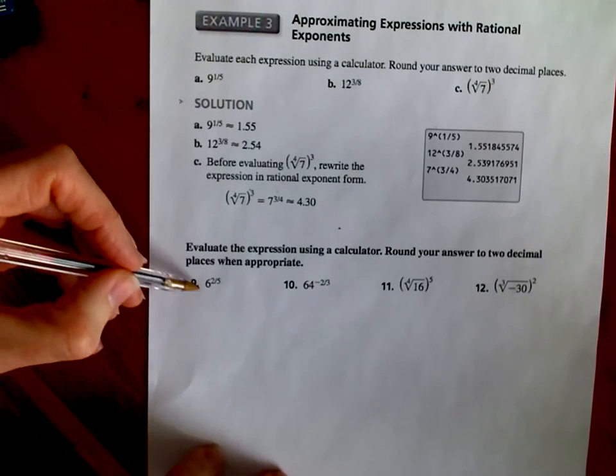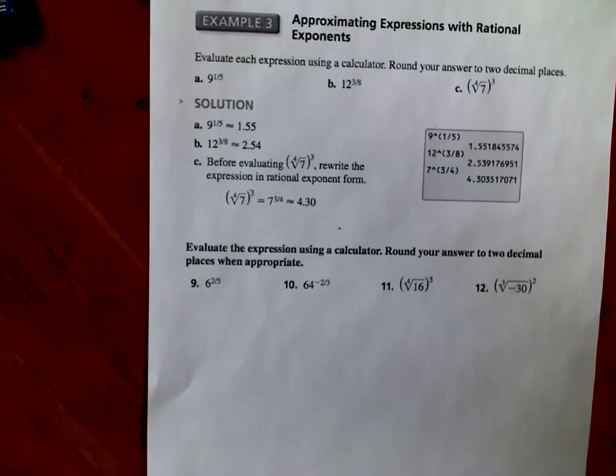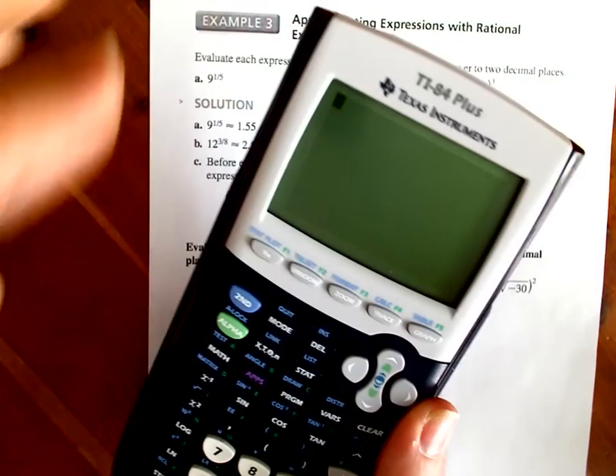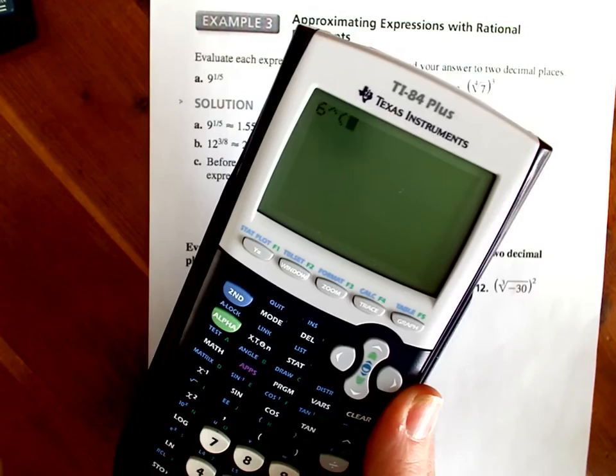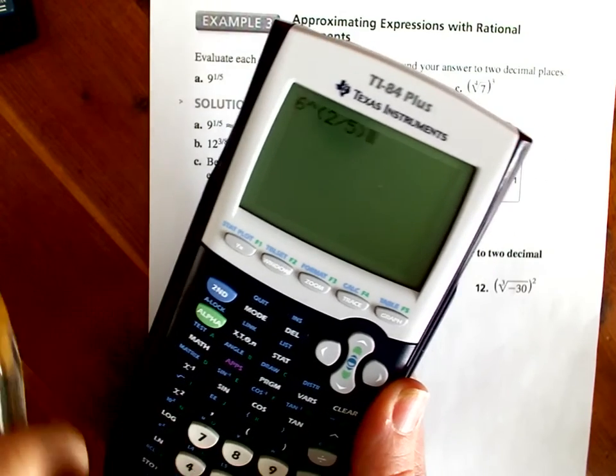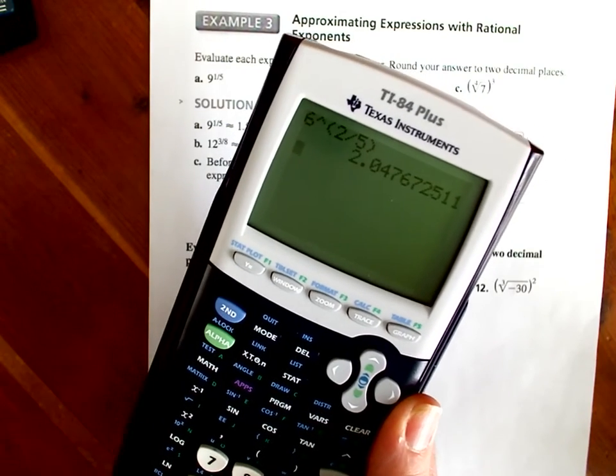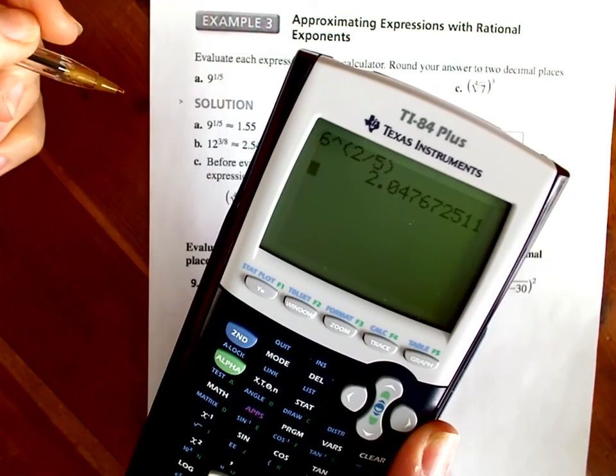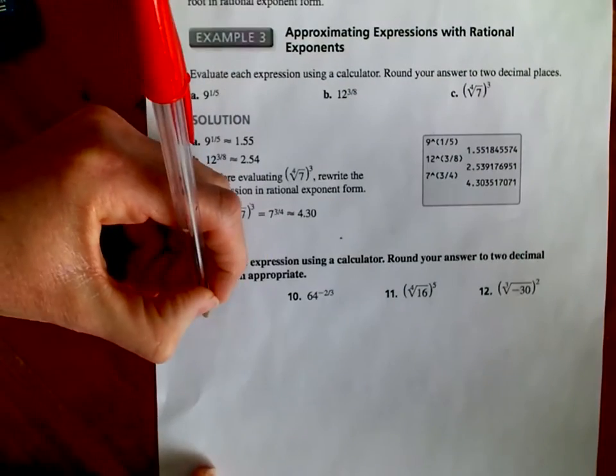So for example, if we wanted to do 6 to the 2/5, and I'm going to work on the graphing calculator, but either one is fine, I would put in 6 to the power of, and then in parentheses, 2 divided by 5. And I get an answer of approximately, it did say to round to 2 decimal places, approximately 2.05.